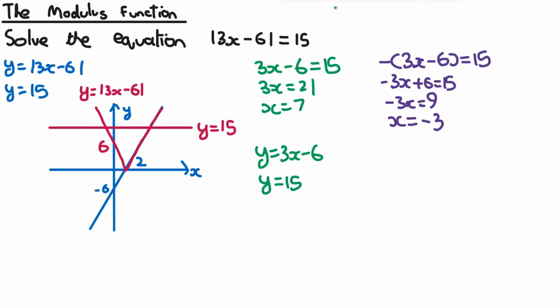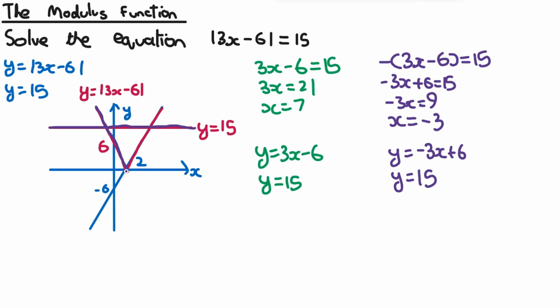And when we're considering this expression to be negative, like we're doing in this part here in purple, we are actually considering when the lines y is equal to minus 3x plus 6, the negative of the expression inside the modulus, and the line y is equal to 15 intersect. So this is the line y is equal to 15, and the line y is equal to minus 3x plus 6 is actually this section of the line here.